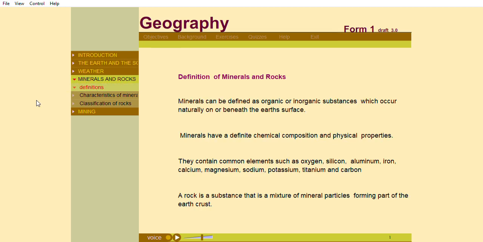Minerals can be defined as organic or inorganic substances which occur naturally on or beneath the Earth's surface. Minerals have a definite chemical composition and physical properties. They contain common elements such as oxygen, silicon, aluminium, iron, calcium, magnesium, sodium, potassium, titanium, and carbon. A rock is a substance that is a mixture of mineral particles forming part of the Earth's crust.